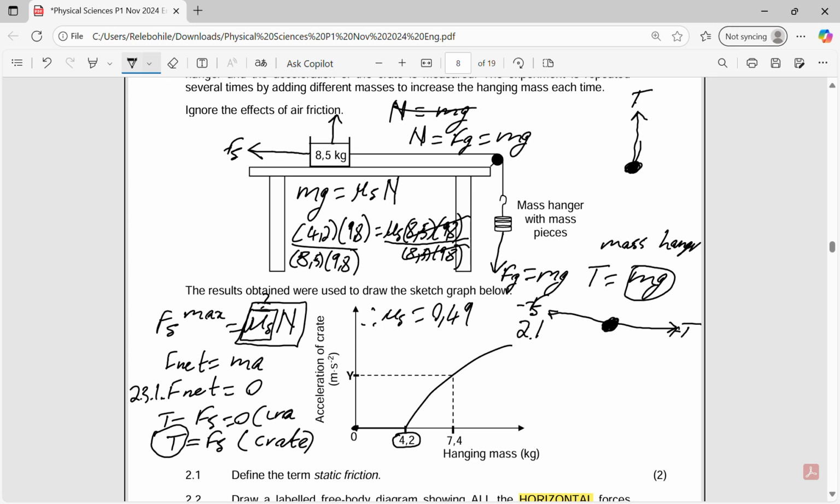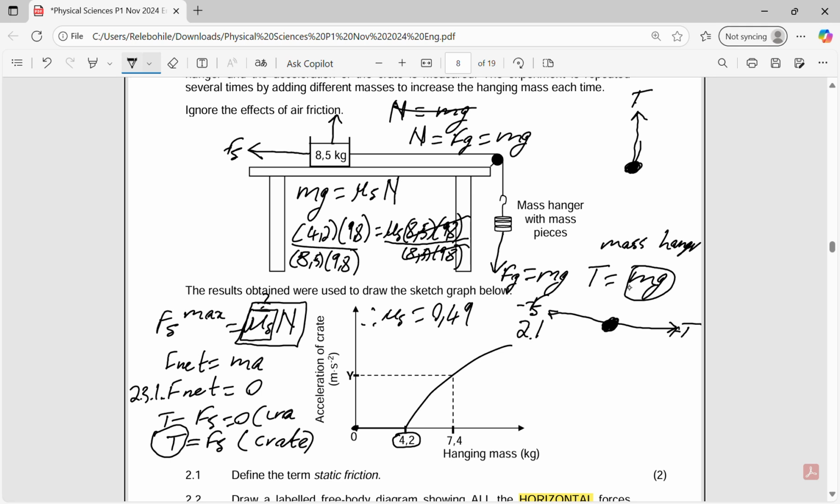Okay, remember the coefficient of static friction will not have a unit. Let's just go back to what I did. Firstly, I said that we will look at the forces acting on the crate, and it's two forces, which is tension and the static friction. And since these forces are balanced, it means they are equal. Thus T is equal to Fs.